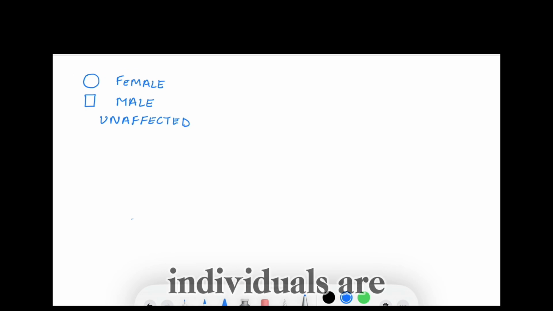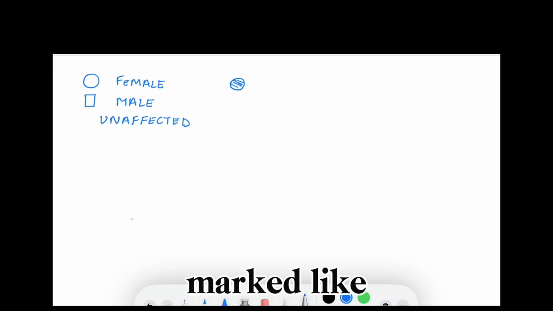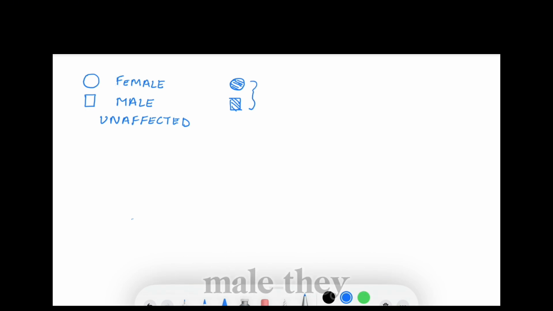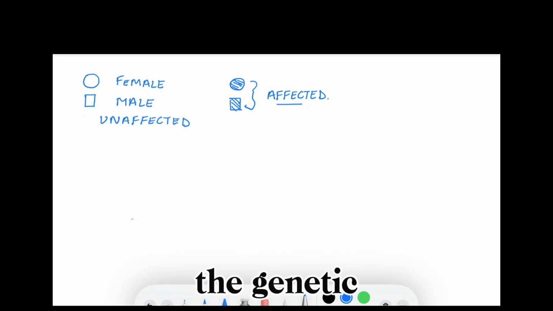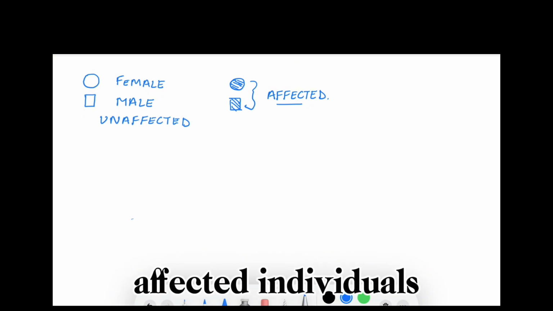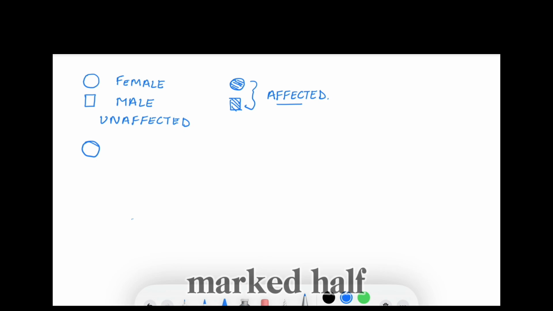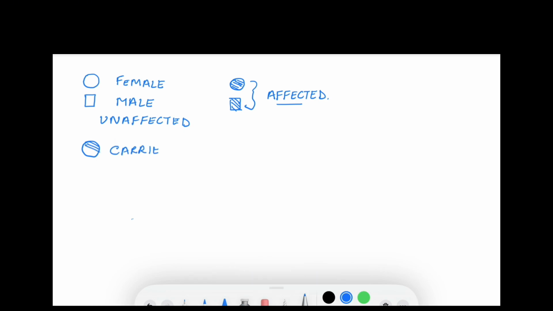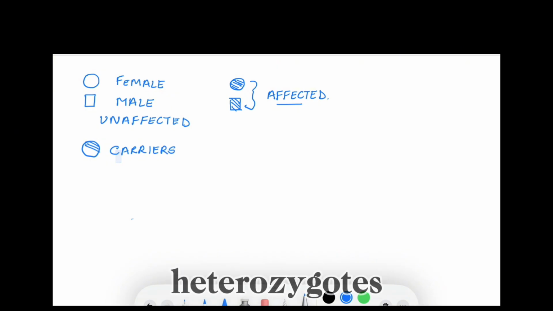If these individuals are marked like this, meaning they are shaded, it means these individuals are affected. This female and this male, they are affected. So either we use the term affected or we can say the genetic trait is expressed. So they show the genetic trait or the genetic disorder, so they are called affected individuals. If they are marked half, it means they are carriers. Carriers means they are heterozygous.